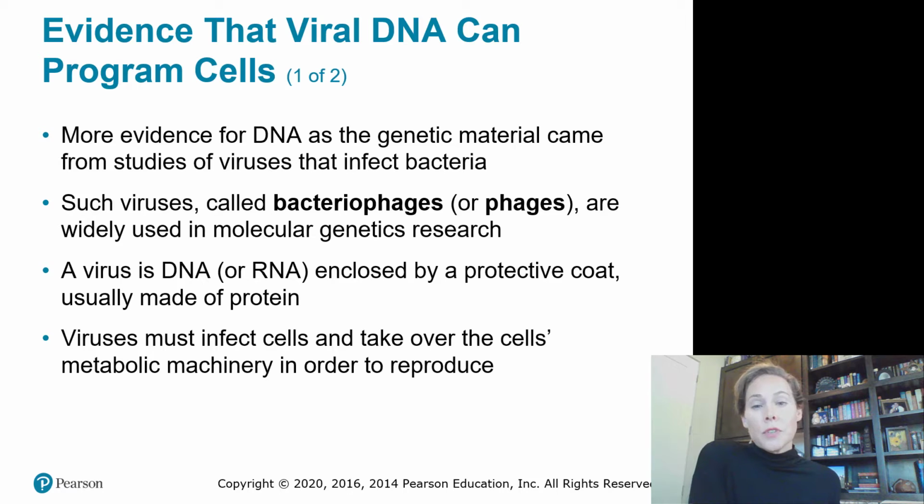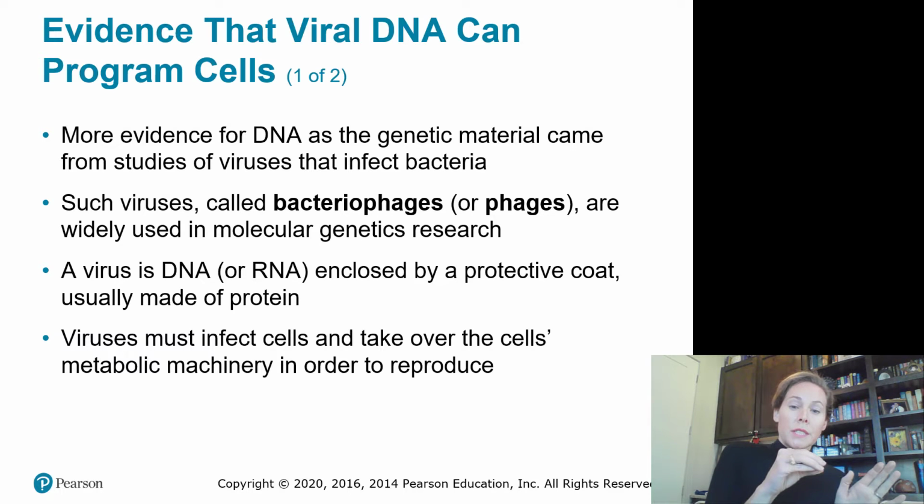So more evidence for DNA as genetic material came from studying viruses that infect bacteria. And you remember bacteriophages, or phages, are widely used in molecular genetic research, mainly because it's very simple. It's very easy to study. A virus is DNA or RNA. Remember, it's enclosed by a protective coat. And those viruses can then take over the cells. They can be injected into the cells.